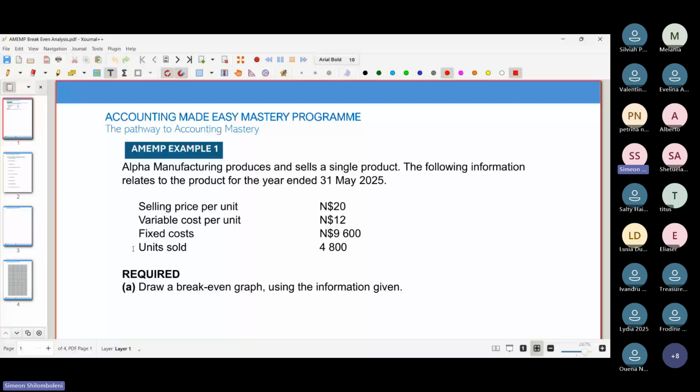Alpha Manufacturing produces and sells a single product. The following information relates to the product for the year ended 31st May 2025. The information is the same. The only difference is I removed a zero from every number because it was giving me millions and I didn't want it to go to millions.